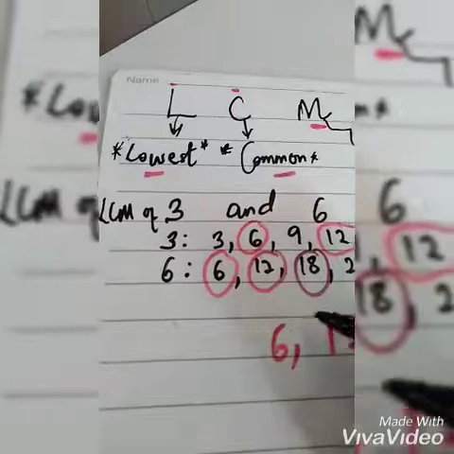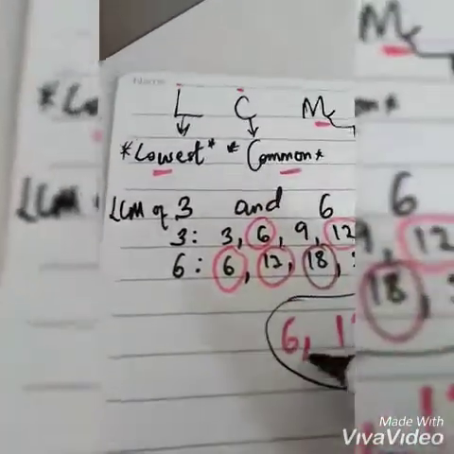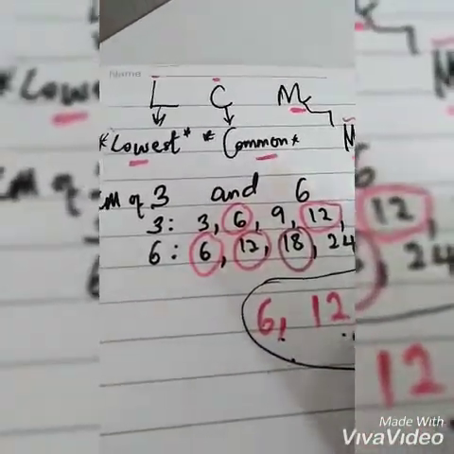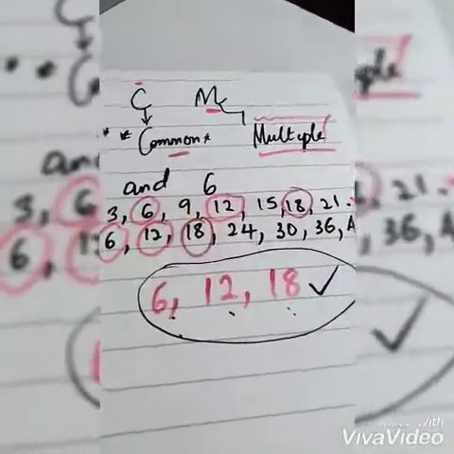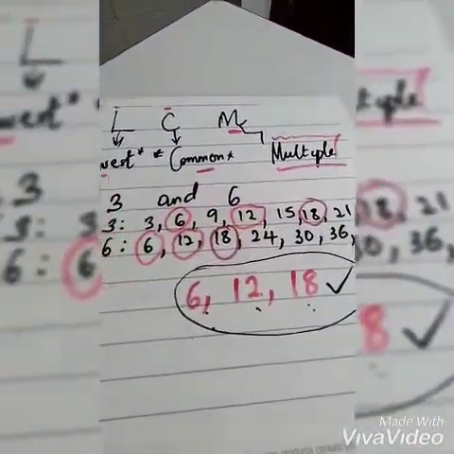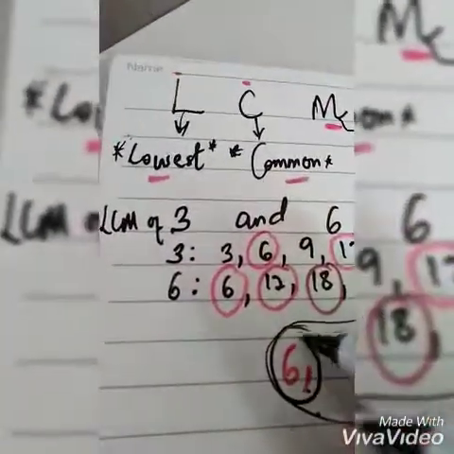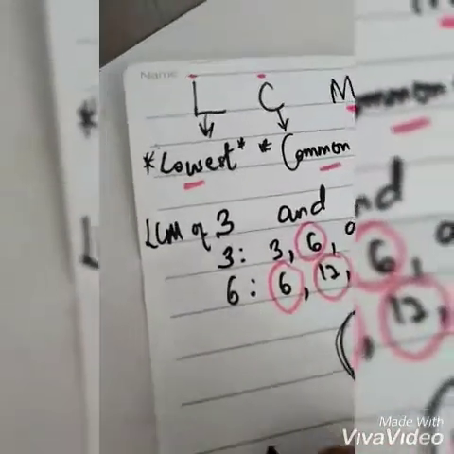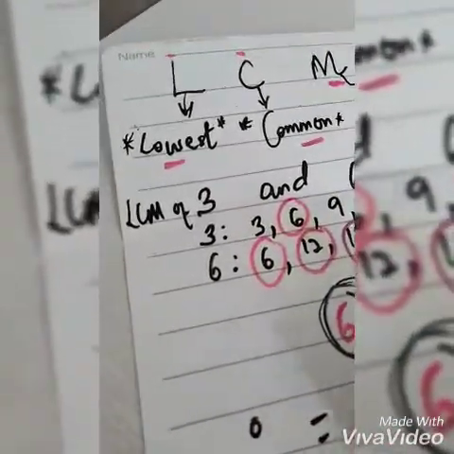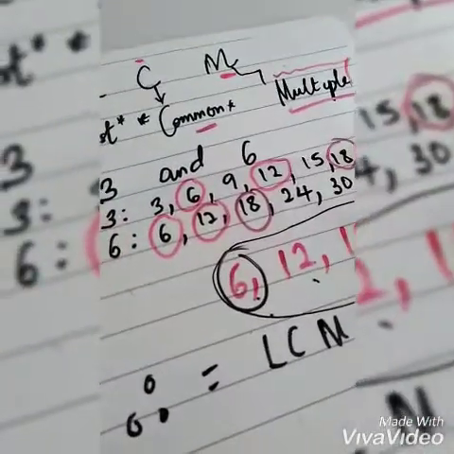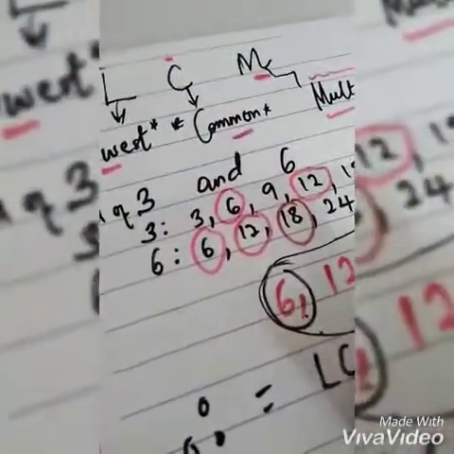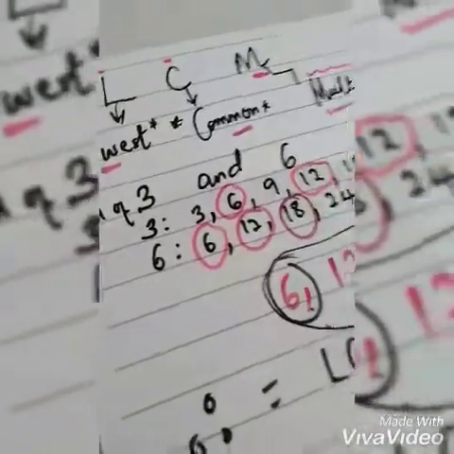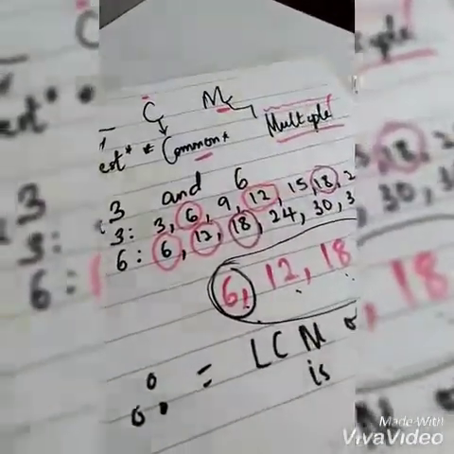It leads me to the question, if these are the common multiples, which number among 6, 12, and 18 is the lowest? And what would your answer be? Definitely 6. Therefore, that gives me an answer right away that the LCM of 3 and 6 is 6. Does that make any sense?